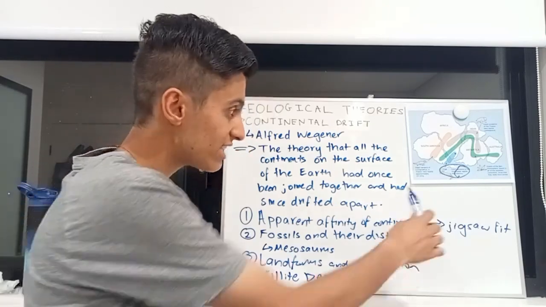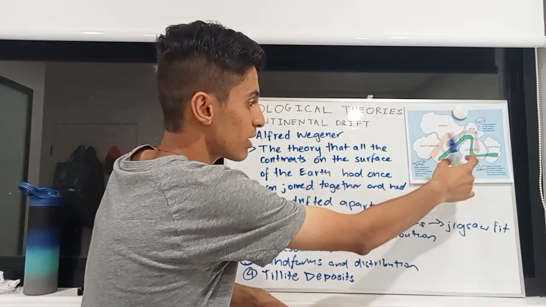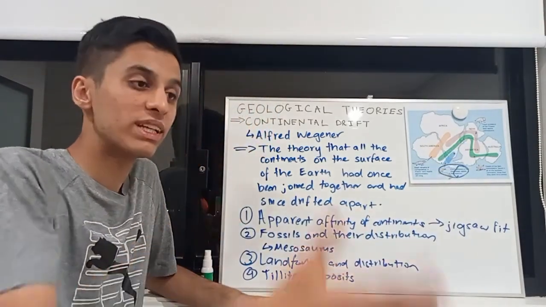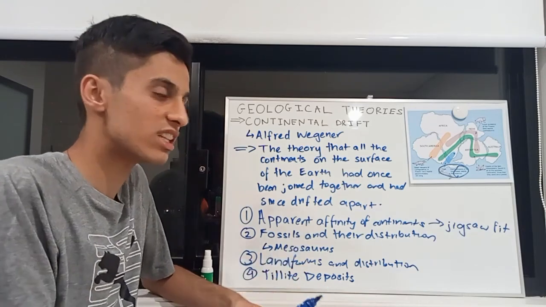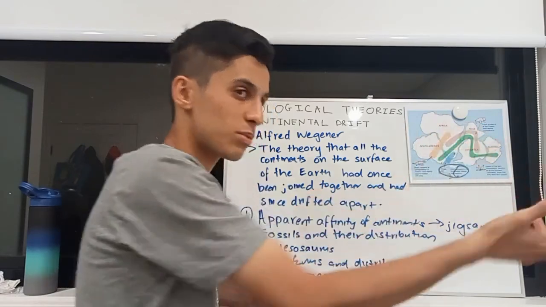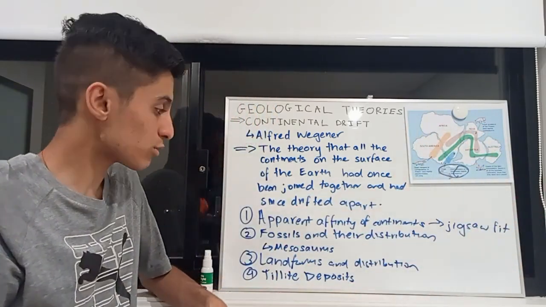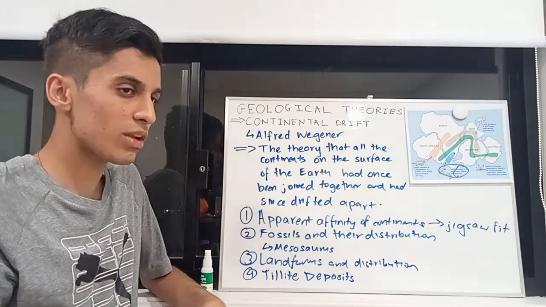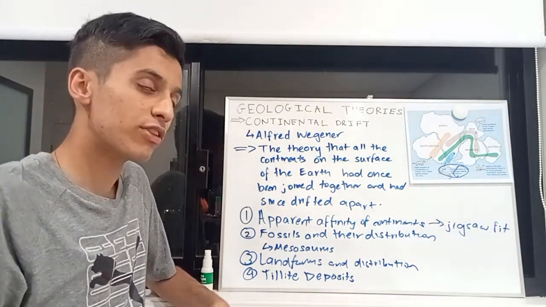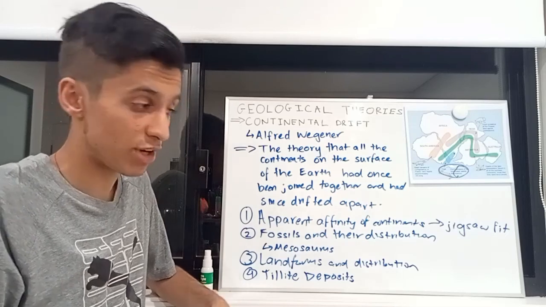Alfred Wegener found that these tillite deposits were very close when you connected the continents. Now, glaciers could not travel between seas, so it must have suggested that these glaciers had traveled in areas where these continents must have been connected. So that's also a proof that he had. And these were the four proofs that Alfred Wegener had for continental drift.